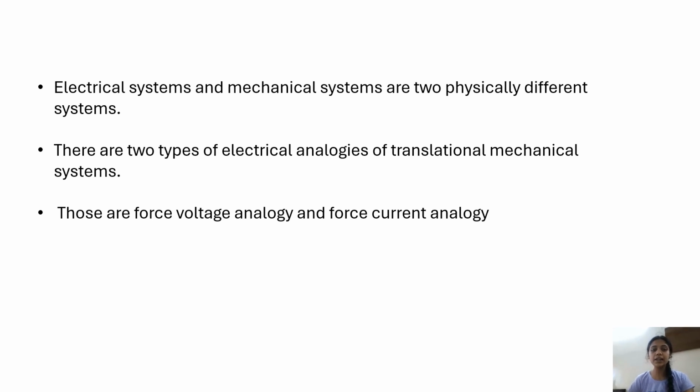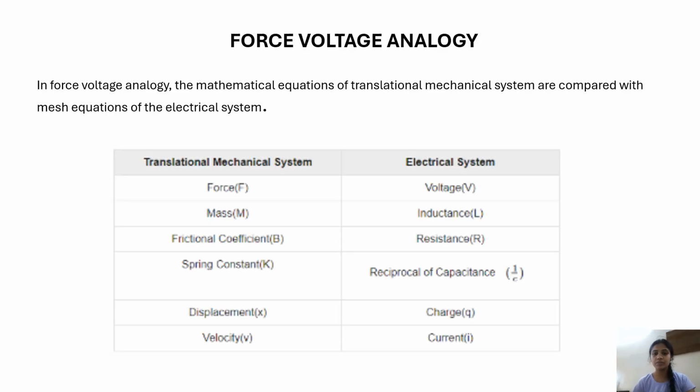Here, electrical elements and mechanical elements are two physically different systems. There are two types of electrical analogies of translational mechanical systems. Those are the force-voltage analogy and the force-current analogy, that is, the F-V analogy and the F-I analogy. Let us discuss the force-voltage analogy.